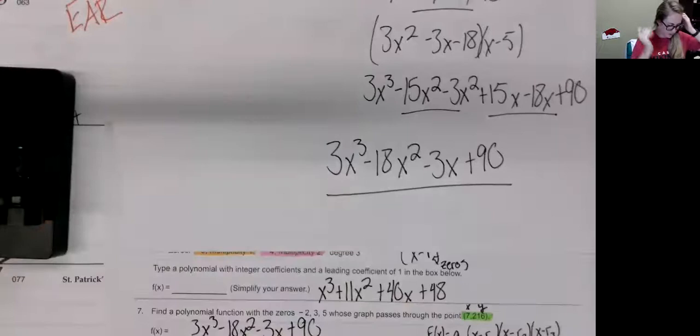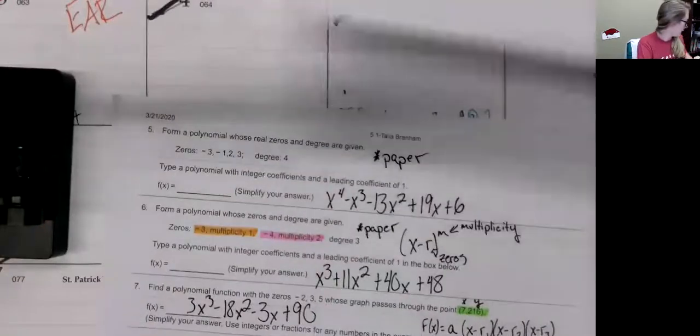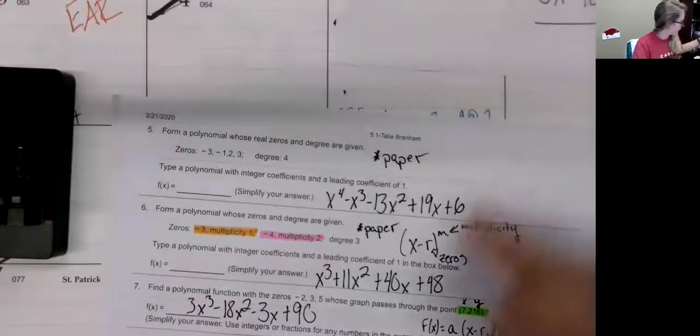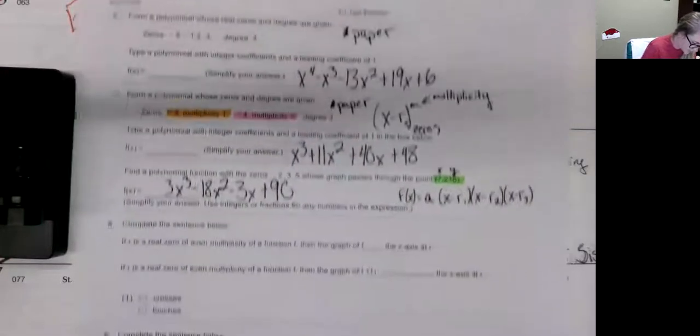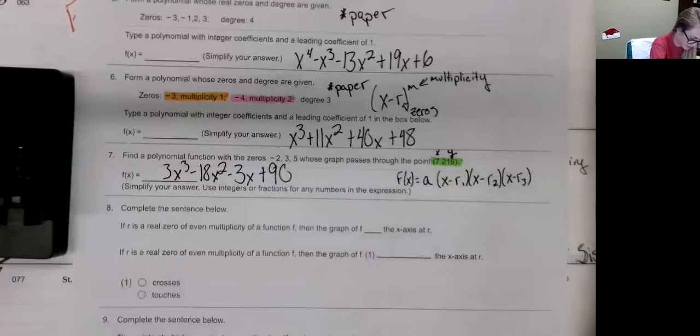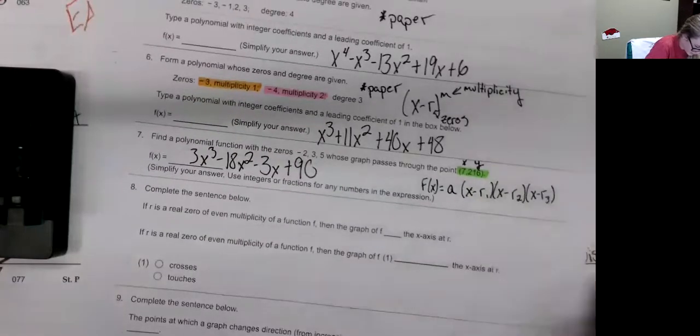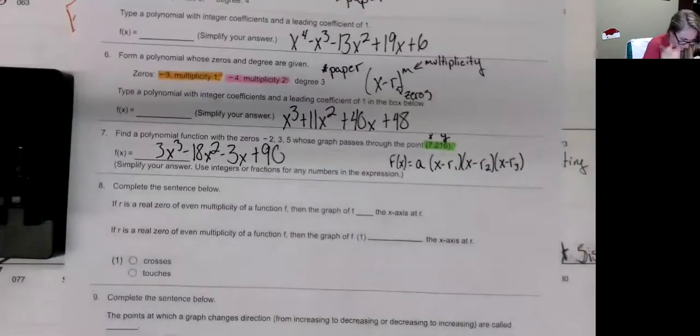Okay, recap time. And these are on my other papers that I've done. So our first one is if r is a real zero of even multiplicity of a function f, the graph of f blank the x-axis at r.